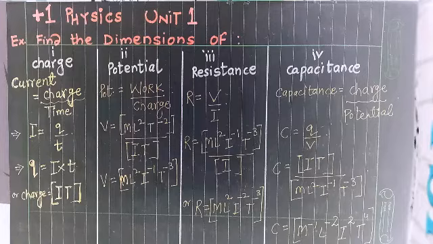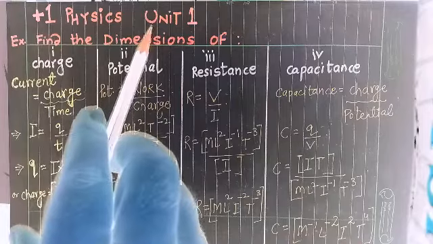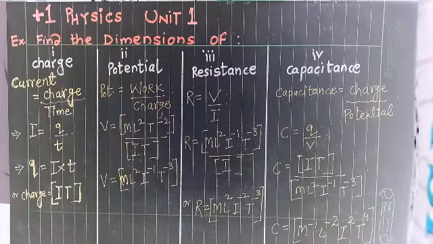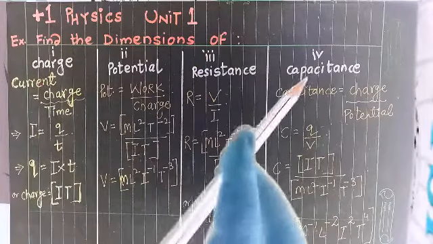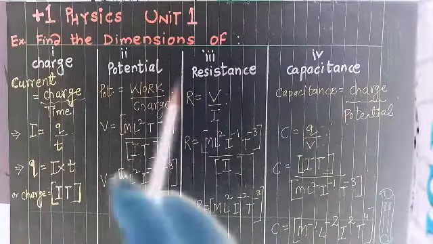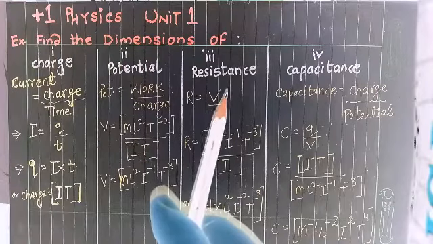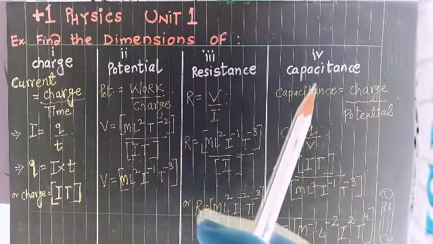We are going to have some important numericals from +1 physics unit 1, named Physical World and Measurement. First example: find the dimensions of charge, potential, resistance and capacitance. These three you have already learnt in your 10th class. This you will be learning in your +2 class.